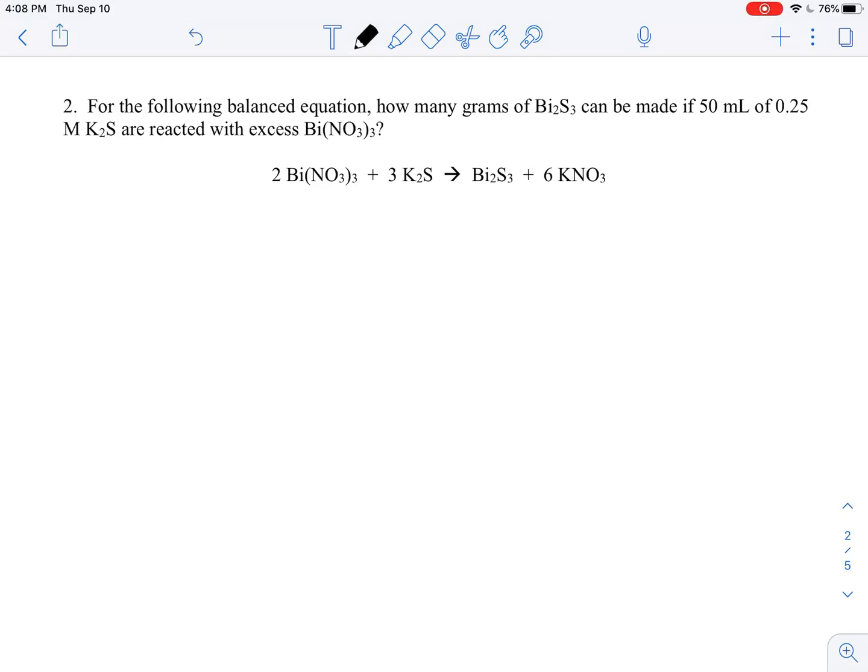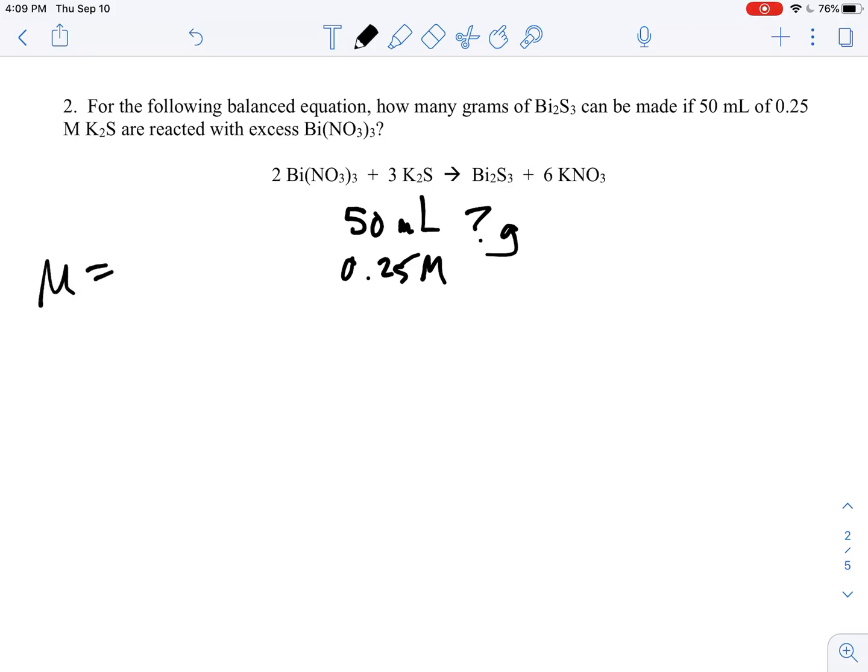Number 2, what are we interested in? You want to know grams of bismuth sulfide. But what did they give you? They gave you 50 milliliters of 0.25 molar of the potassium sulfide there. So you have 50 milliliters of 0.25 molarity.